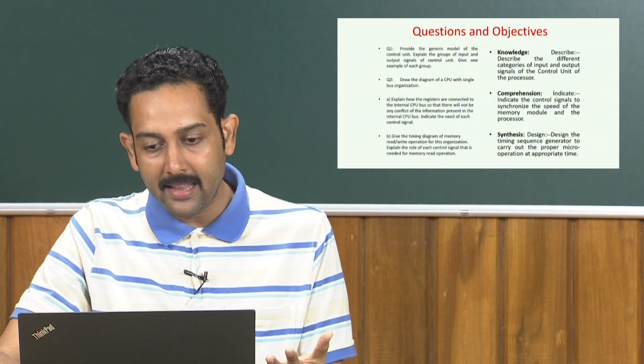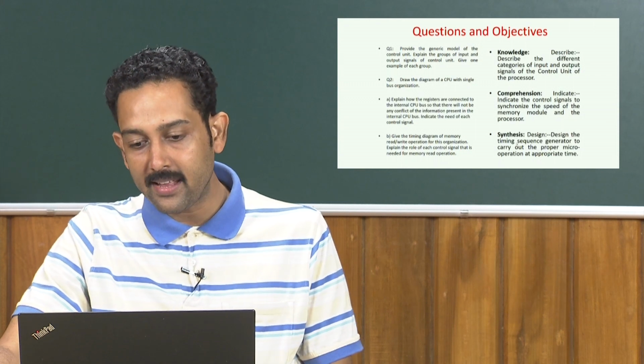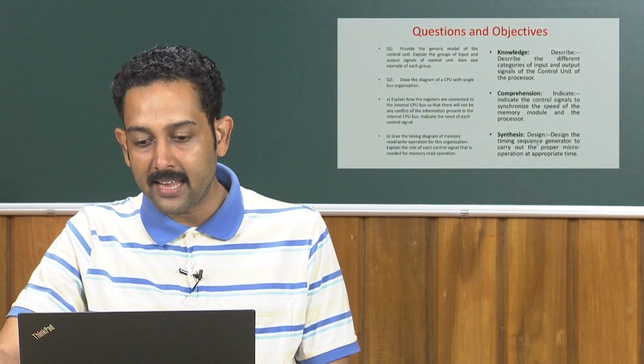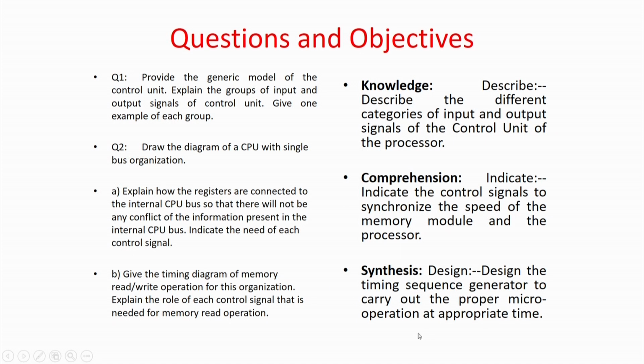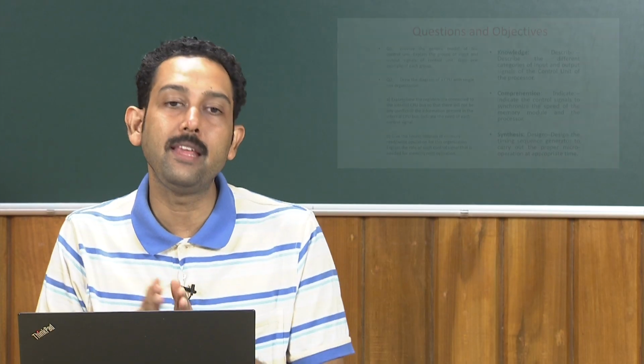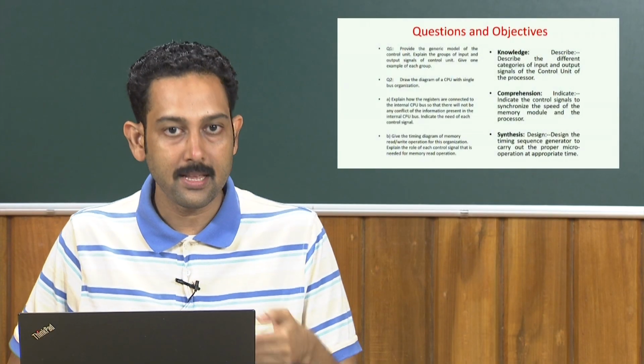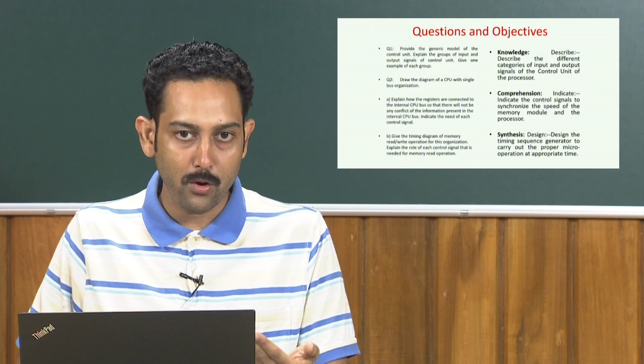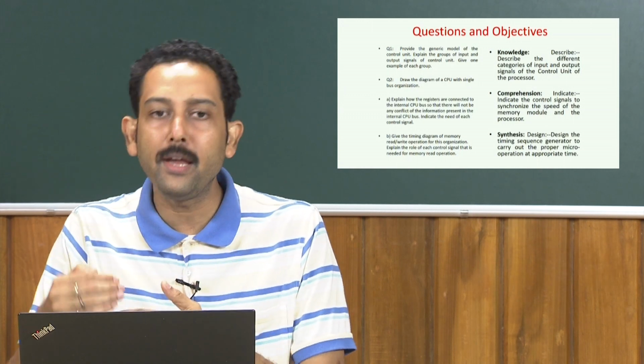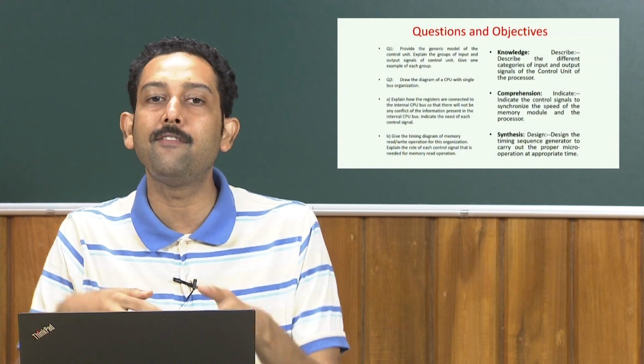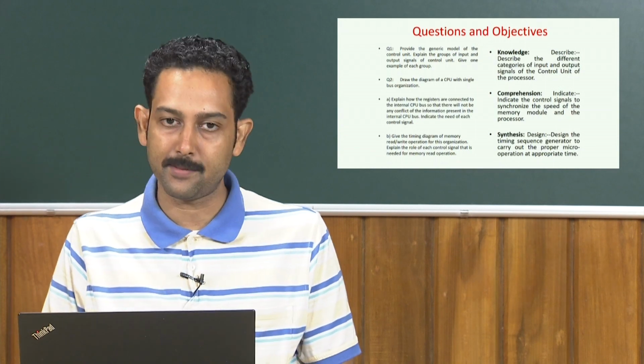If you are able to design that, you are going to satisfy the synthesis objective: design the timing sequence generator to carry out the proper micro operations at the proper time. So if you are able to answer these 4 questions, you are meeting all the objectives. With this, we come to the end of this unit. From the next unit onwards, we will look more in depth at how control signals are generated, and, if there are multiple buses, what changes are expected, and so forth.